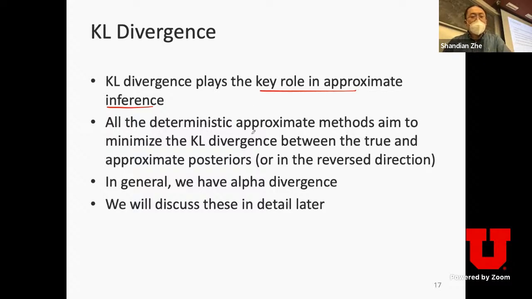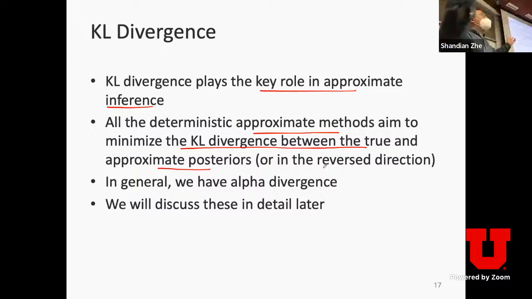And all the deterministic approximate methods like variational inference, like message passing, aim to minimize the KL divergence between the true posterior and the approximate posterior, or in the reverse direction. So basically, I can give you a sense of how people are currently doing approximate Bayesian inference, because the true posterior is so hard to compute. I don't know the form.